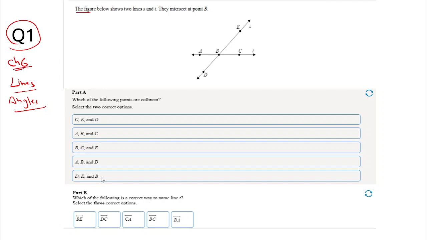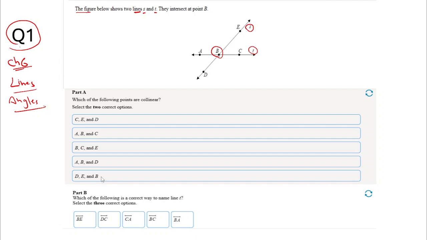Okay, the figure below shows two lines. This is line number 1 and this is line number 2, S and T. This is line S and this is line T. They intersect at point B, and this is the intersection point, which is B.